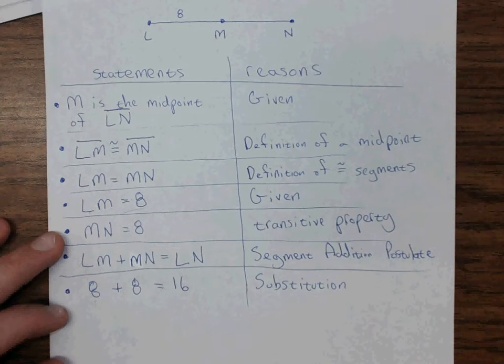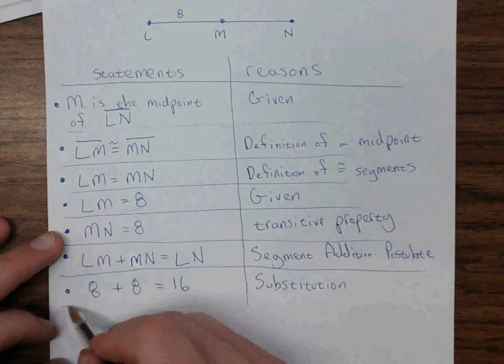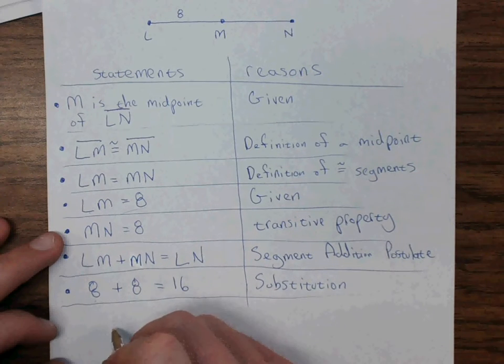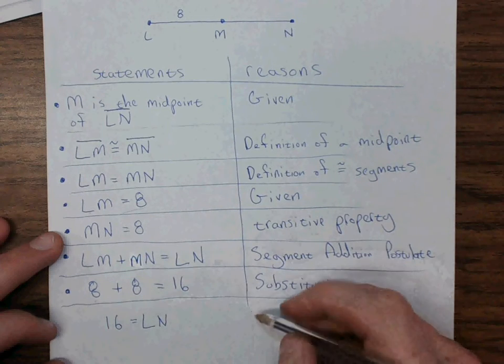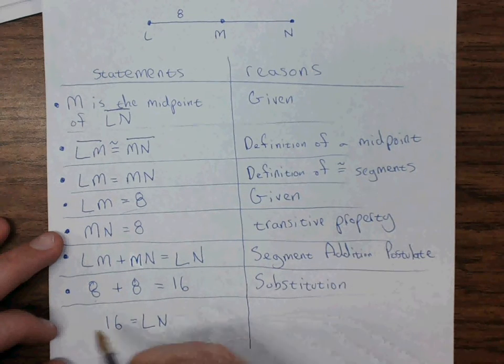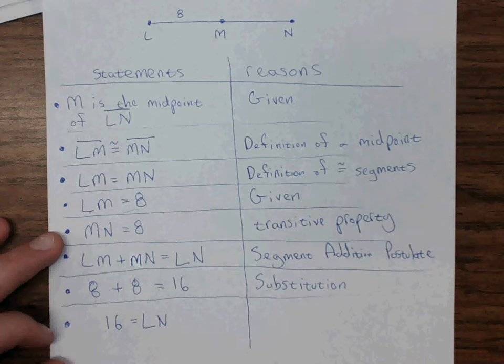And that pretty much sums everything up. We might want to say 16 equals LN for our final step, and I suppose that would be the transitive property again, or a substitution again. At this point, it sort of seems obvious enough.